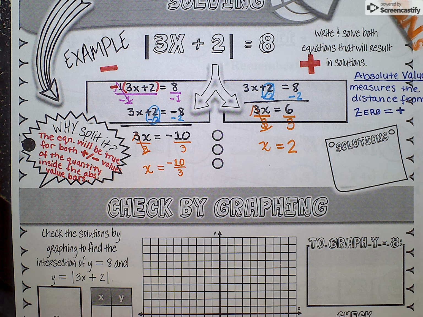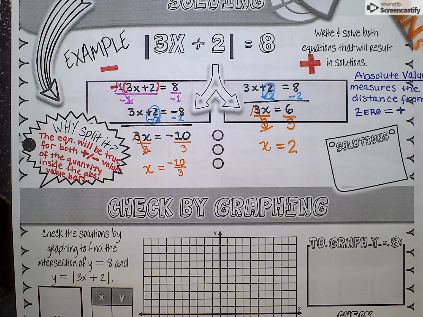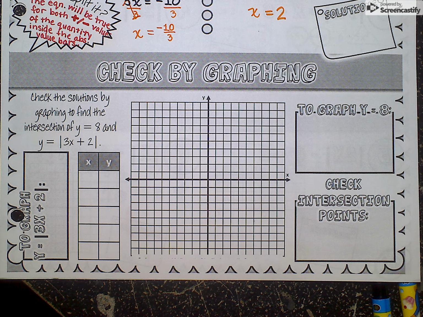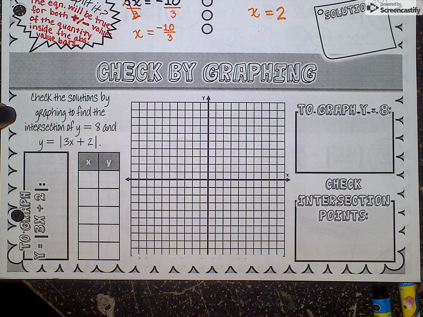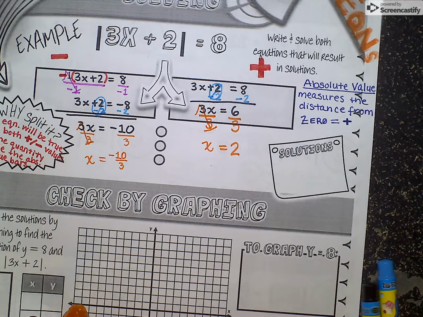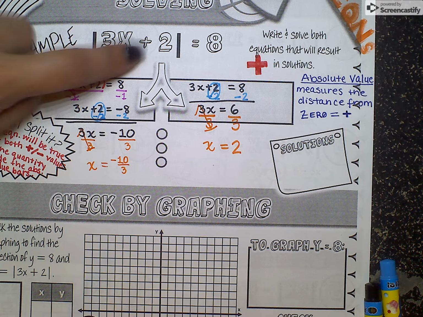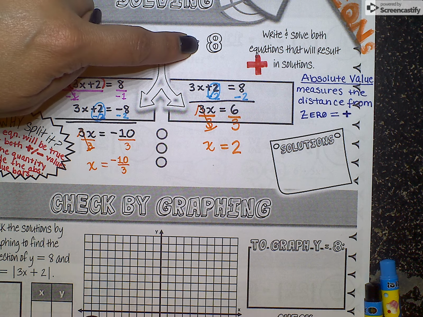Now, I'd like to show you a way to check your answer by using graphing. So let's go ahead and take a look at this. Before I write my final solution set, I would like to check the solutions by graphing the left side of the equation, 3x plus 2, the absolute value of it, and also the right side of the equation, just 8.